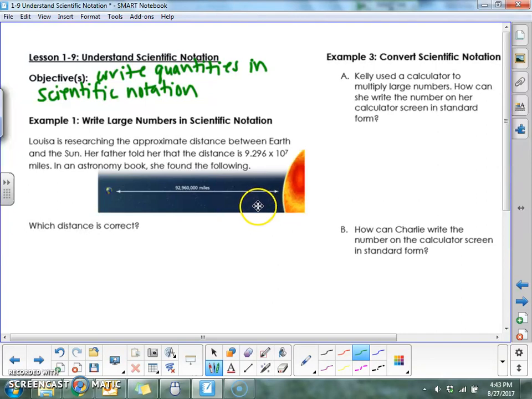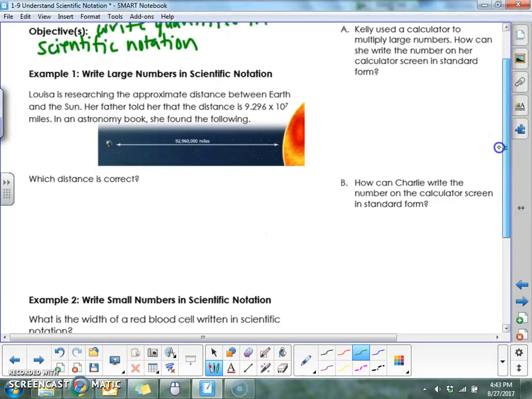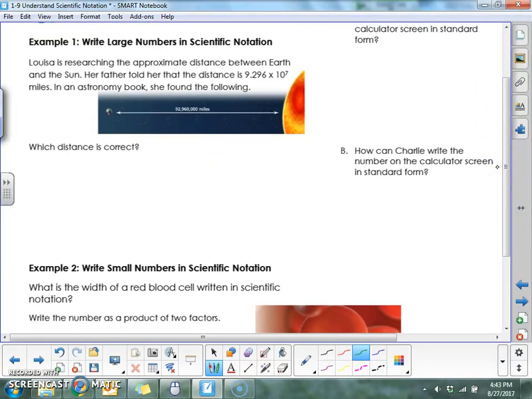So Louisa is researching the approximate distance between Earth and the Sun. Her father told her that the distance is 9.296 times 10 to the 7th power miles. In an astronomy book, she found the following: 92,960,000 miles. Which distance is correct? So we're going to start off by finding the first factor that is greater than or equal to 1, but also less than 10.